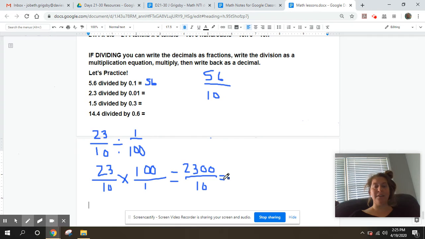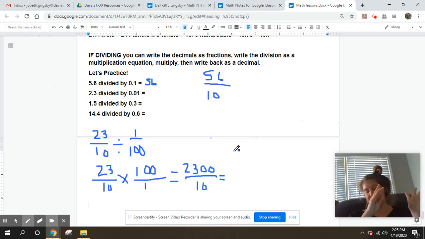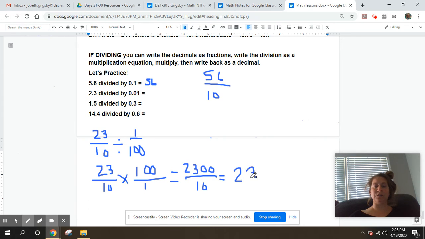And now look what we have again. We have 2,300. So imagine that in the place value chart, and we're dividing by our power of 10. So our digits are shifting one place value to a lesser place value. So the 2 in the thousands would shift to the hundreds place. So our answer would be 230. Okay, pretty cool, huh?